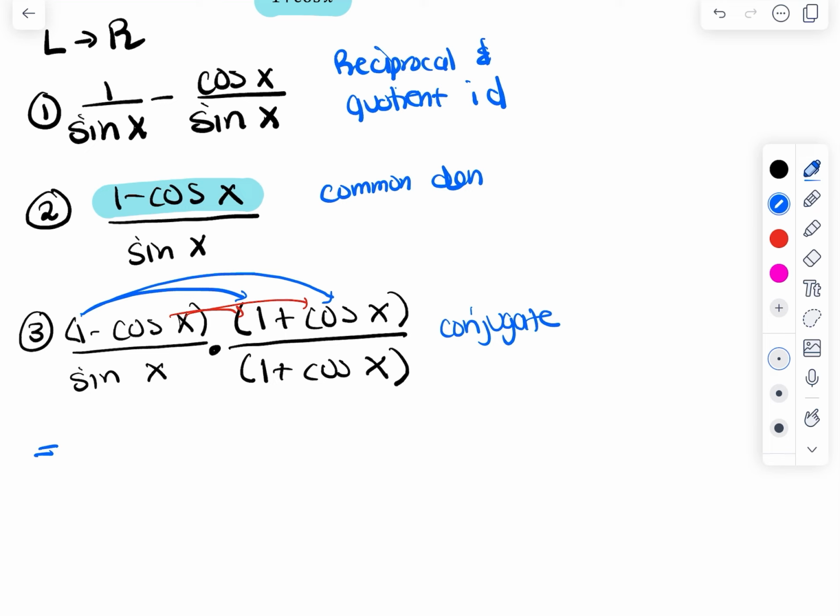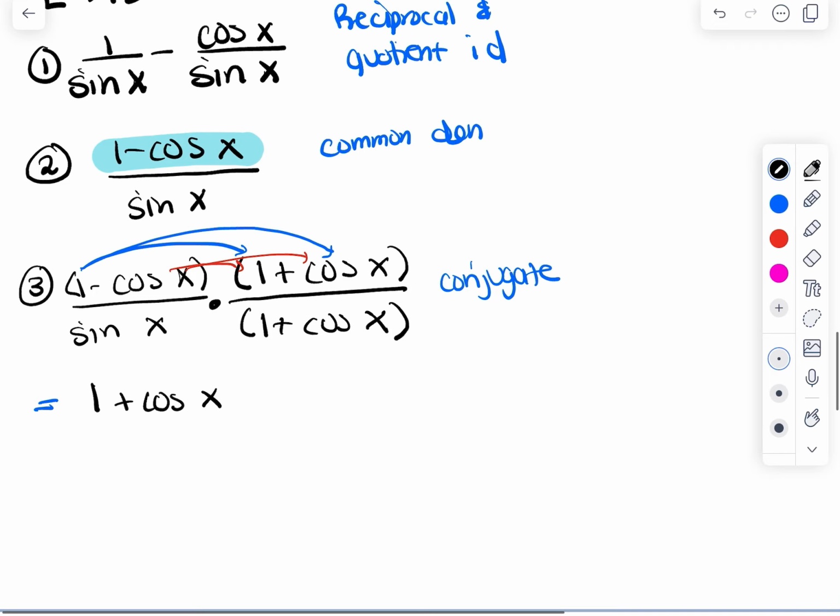So 1 times 1 is 1. Oops, I want to do black. 1 times a positive cosine x is a positive cosine x. So here I distributed the blue arrows, and now I'm going to distribute the red arrows. So a negative cosine x times 1 is a negative cosine x, and a negative cosine times a positive cosine is a negative cosine squared x.